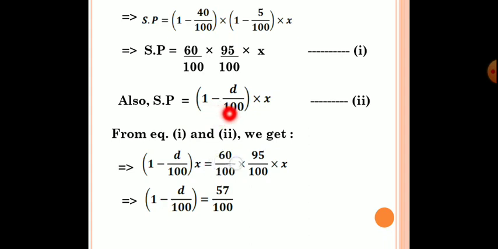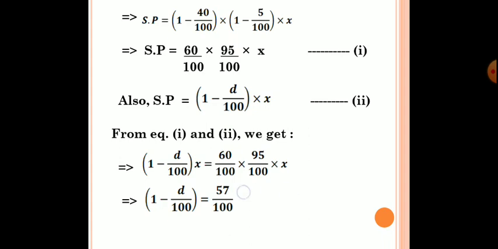So now we can equate the first and second equation. Why? Because on the left hand side of both equations we have selling price. So if the left hand side of both equations is equal, we can equate the right hand side. So from equations 1 and 2 we get 1 minus d by 100 into x is equal to 60 by 100 into 95 by 100 into x. So x and x from both sides will get cancelled. So we will have 1 minus d by 100 on the left hand side, which is equal to 57 by 100.